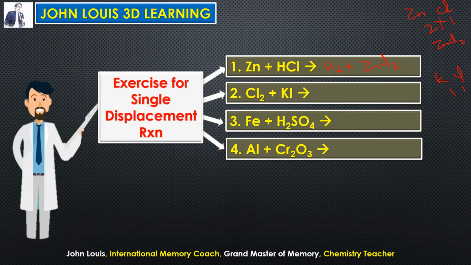Okay, next one, iron plus sulfuric acid. So iron is a positive element. In sulfuric acid, hydrogen is positive and sulfate is negative. Therefore iron will displace the hydrogen, so one of the products will be H2. And iron will combine with sulfate and form iron 2 sulfate. Here you have to take iron 2 as its valency, not 3. And sulfate valency is also 2, and based on that you derive the formula.